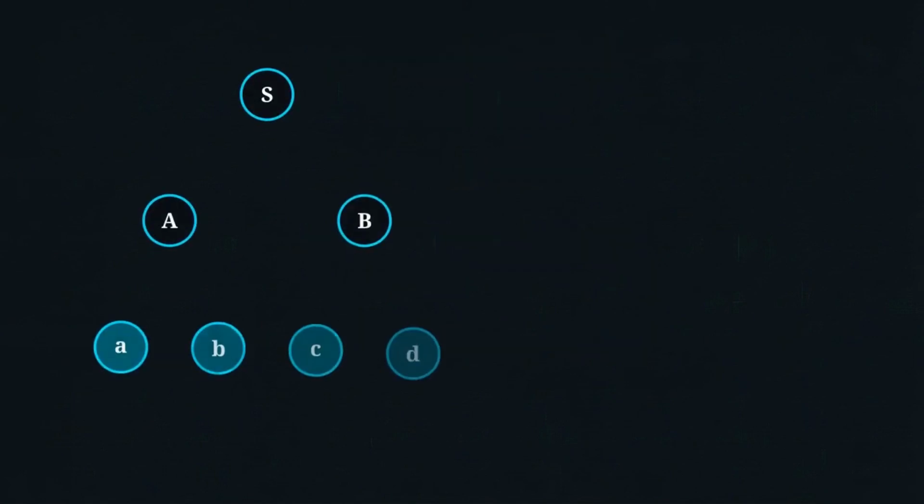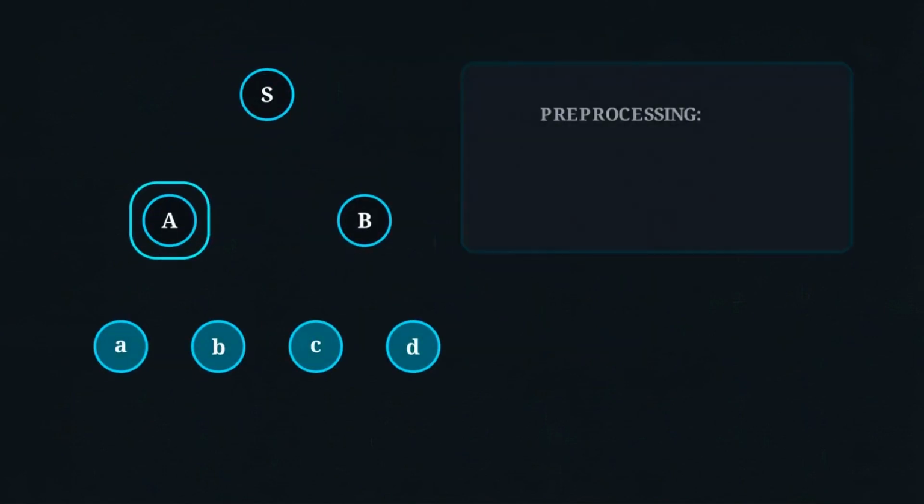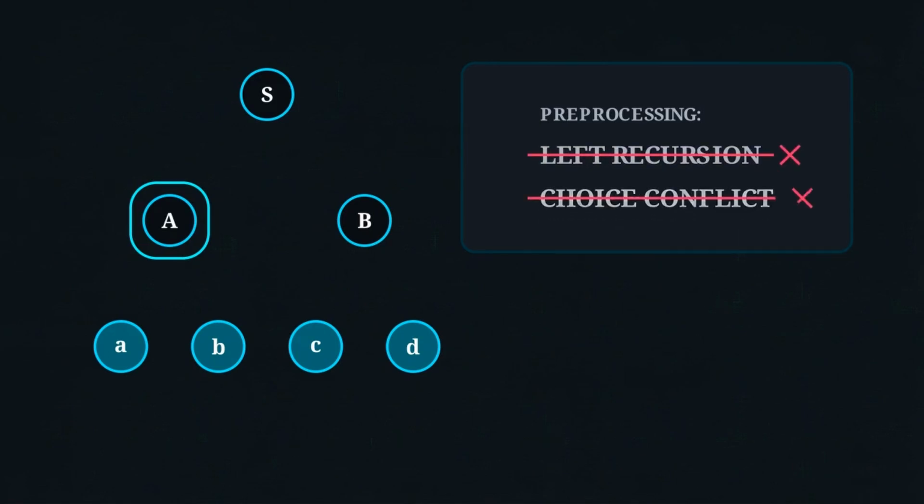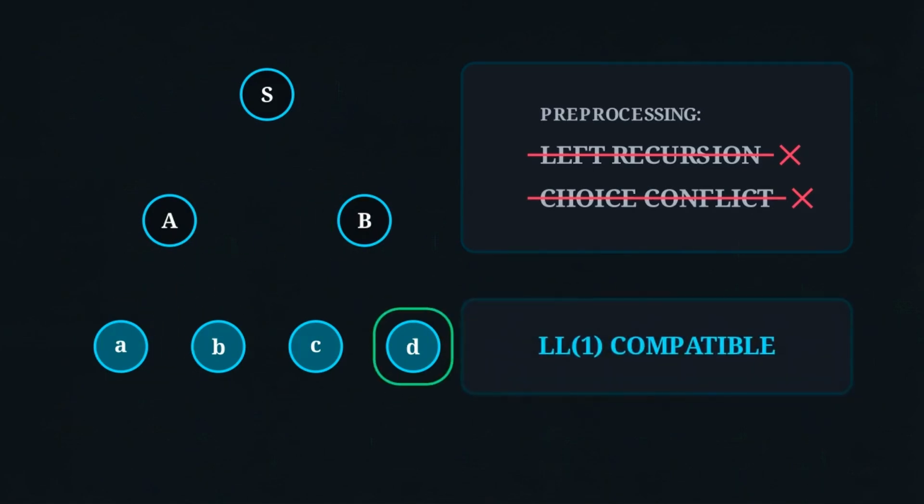A predictive parser operates on limited information. Securing a grammar that is entirely free of left recursion and choice conflicts is the absolute baseline requirement before you write a single line of parser code.